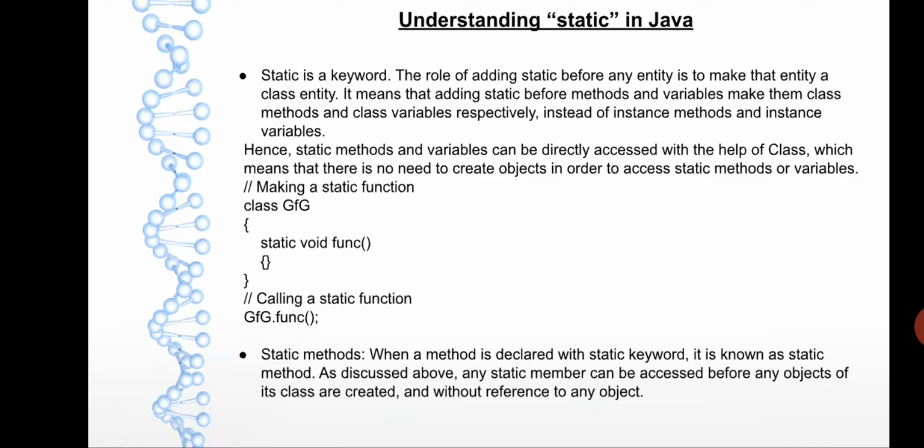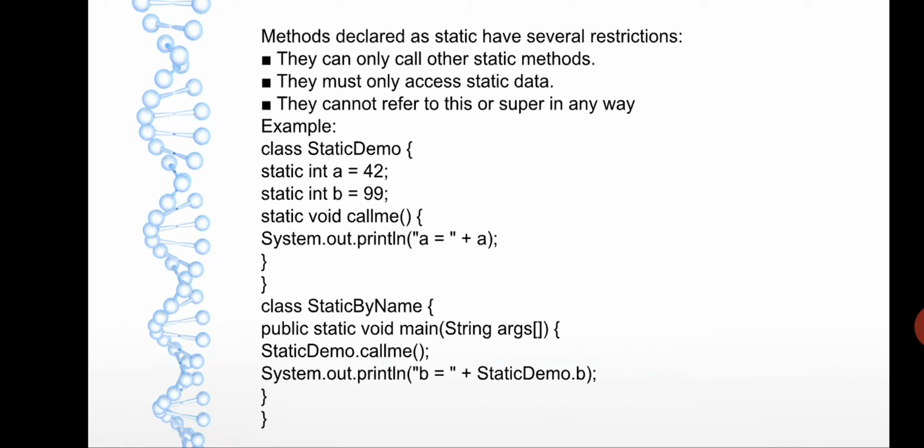Now static methods. How exactly can you use the static methods? When a method is declared with the static keyword, it is known as a static method, as discussed above. Any static member can be accessed before any object of its class is created, and without reference to any object. That is what I was just trying to say. So you don't need to create the object to call static variables and static methods of that particular class. Now you can see this one example.